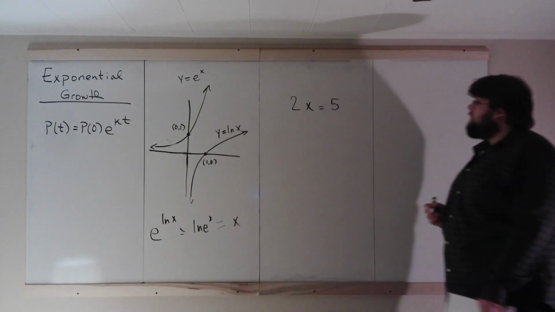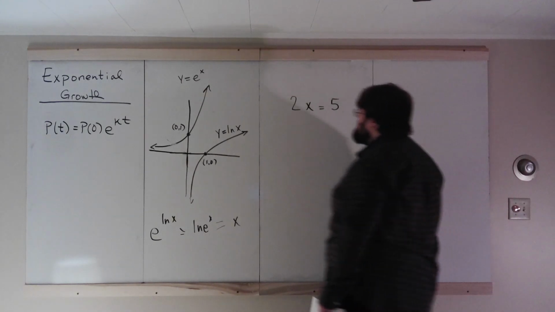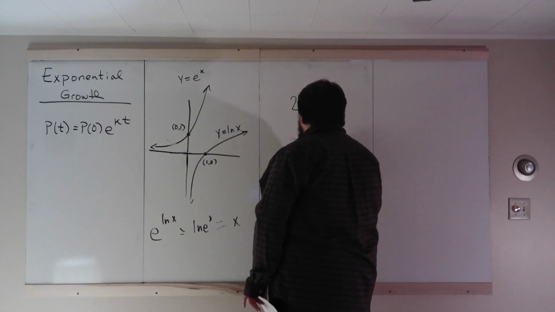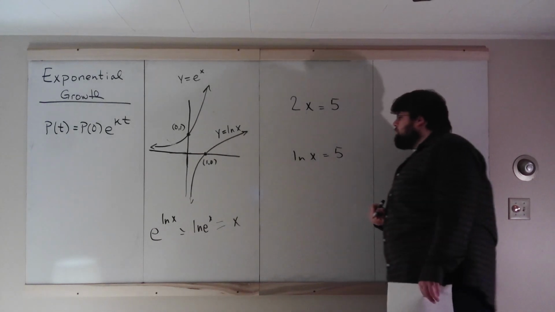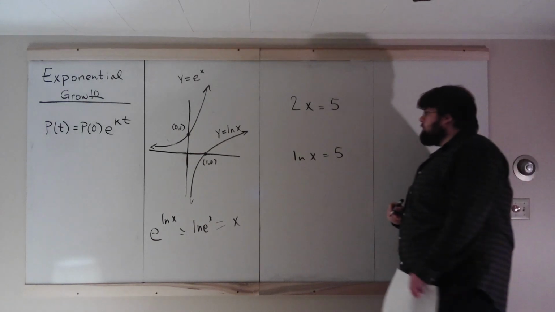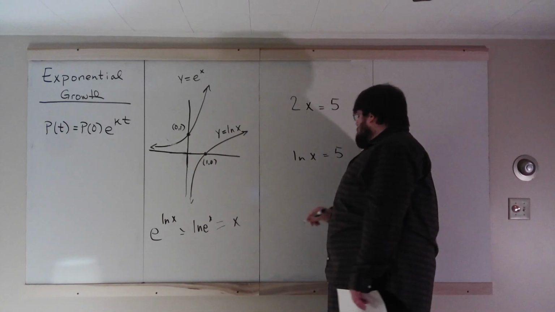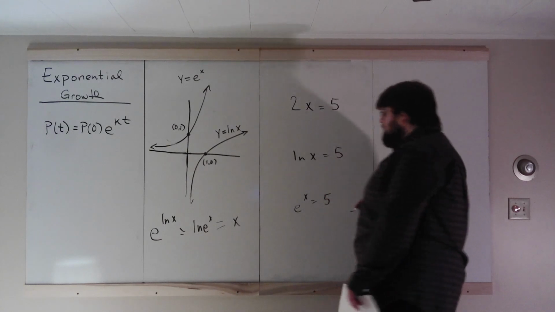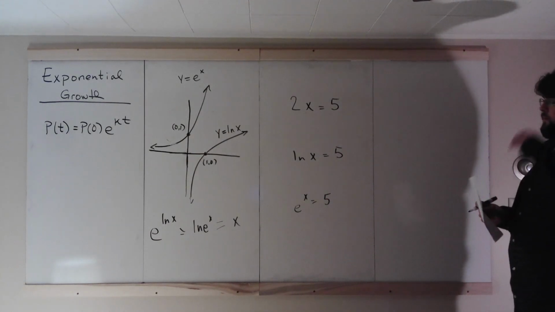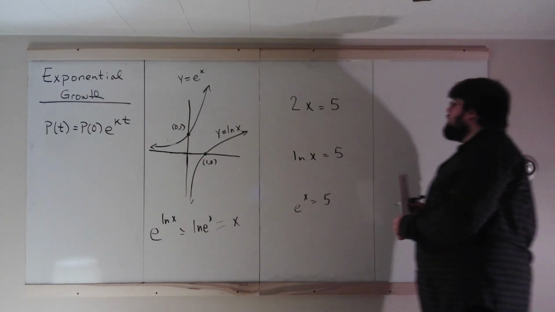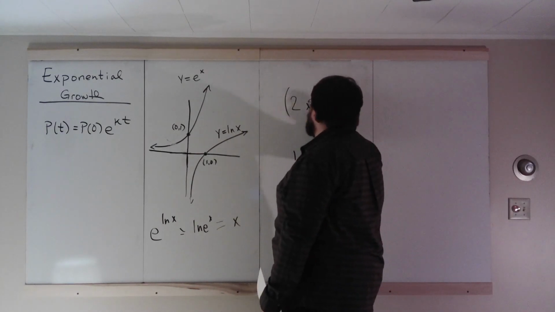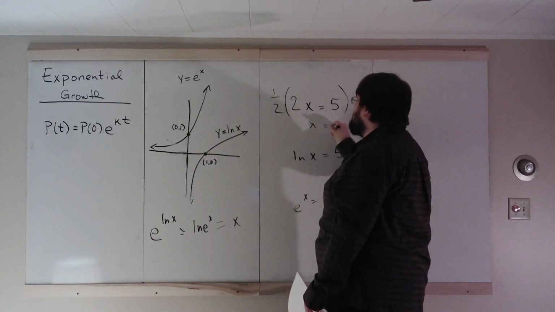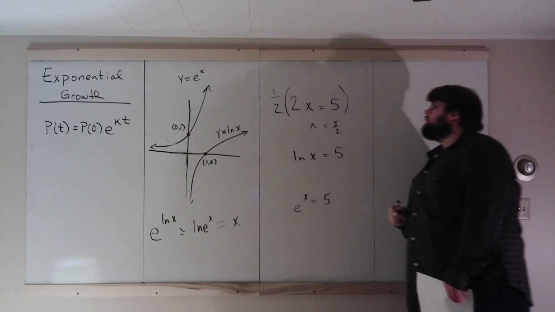How would you solve that equation? Solve for x, I should say. Well, the first one, get rid of the 2. You can do that dividing by 2, same as multiplying by a half. So you get x is 5/2.